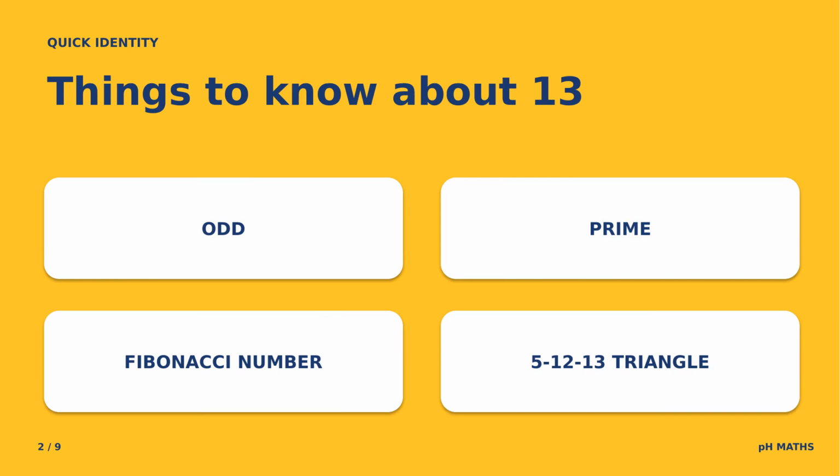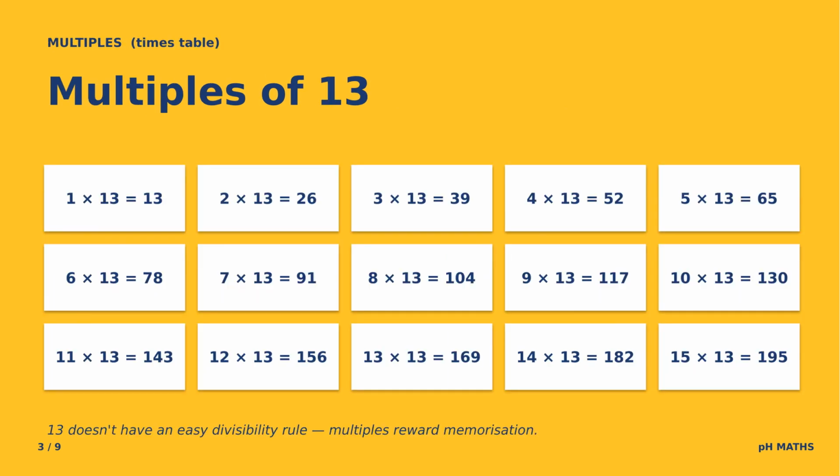A genuinely useful number. Multiples of 13: 13, 26, 39, 52, 65, 78, 91, 104, 117, 130. 13 doesn't have a clean divisibility rule. It's one of those primes you basically have to memorize the multiples for. The two to remember are 52, which is the number of cards in a standard deck, and 91, which is 7 times 13, a common factorization trap.